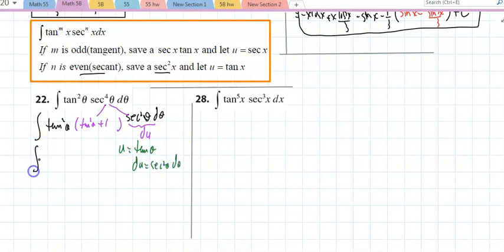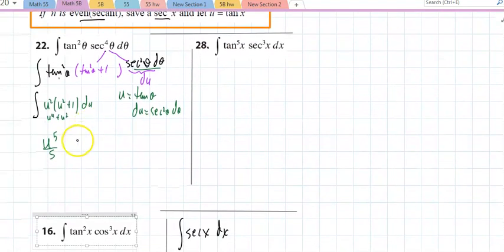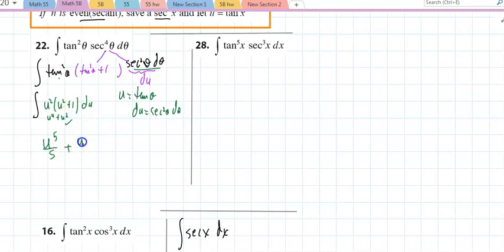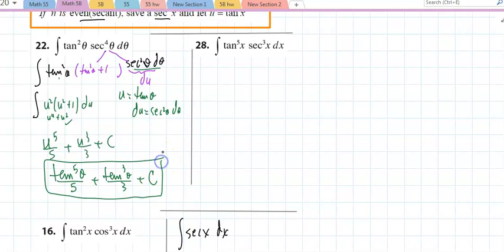This becomes the integral of tangent, which is u squared, times u squared plus 1. And this is simply du. So this is nothing more than u to the 4th plus u squared. Add 1 to the power, divide by that. Add 1 to the power, divide by that. And if you plug it back in, if you take a derivative of tangent to the 5th of theta plus tangent cubed of theta, that will give you what's up there.